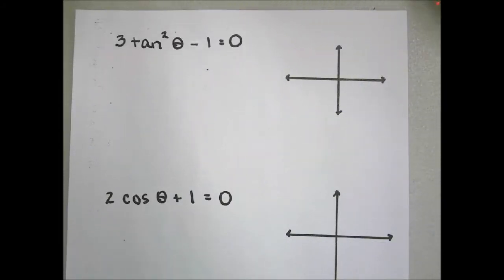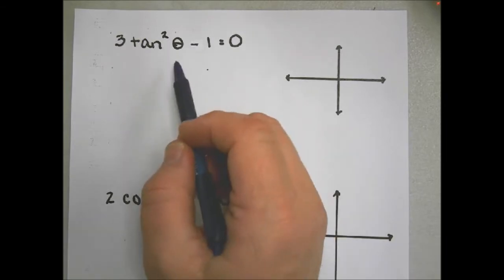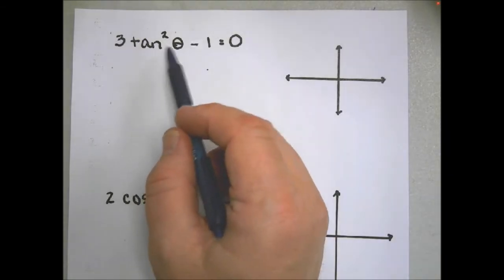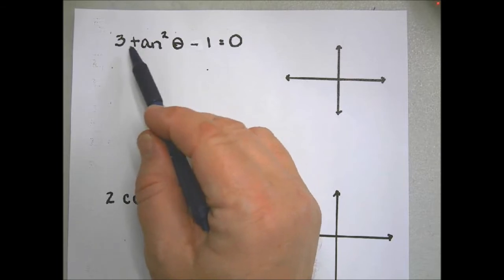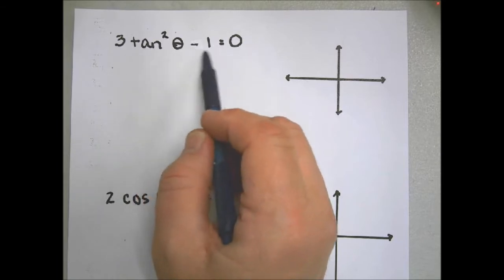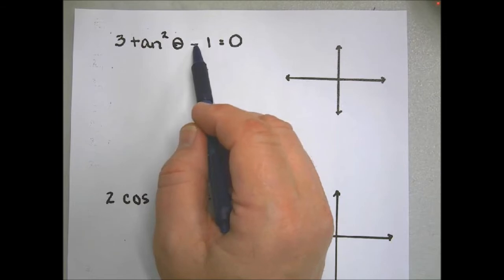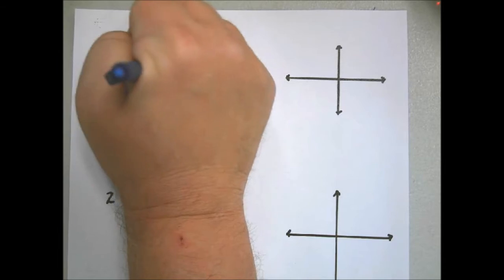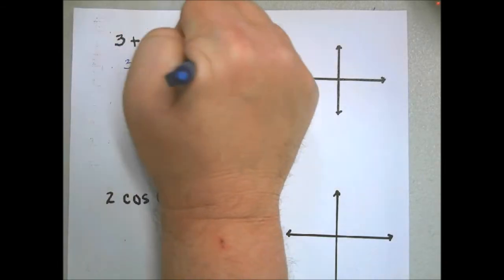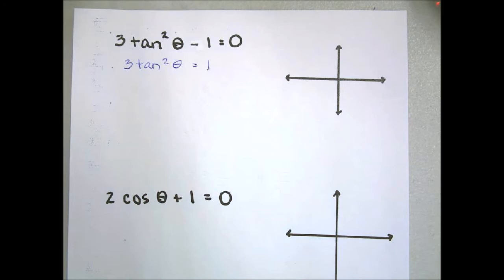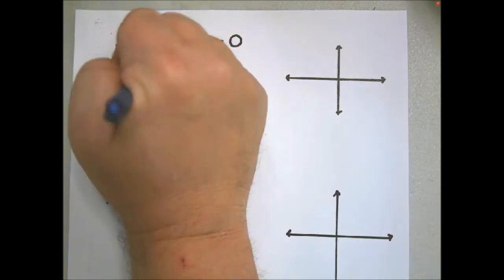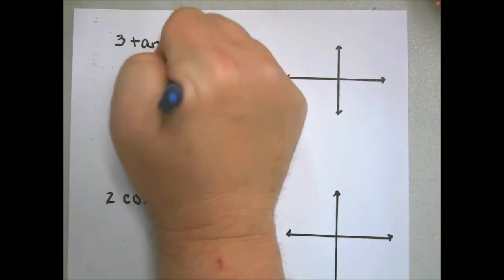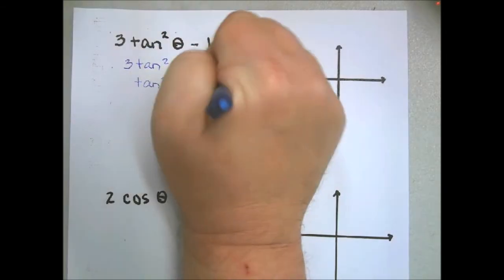Okay, my next problem, 3 tangent squared theta minus 1 equals 0. Well, you already know there's going to be 4 answers because it's a tangent squared problem. And if you're still a little bit in the dark as to why, let's start solving this problem by moving this -1 over to the other side, and we'd have 3 tangent squared theta equals +1. Now let's divide both sides by 3. Tangent squared theta equals 1 over 3.